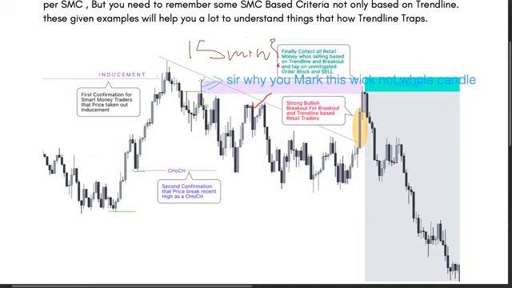Why did I mark this one? Because this inducement was taken out by this move, right? So that's why I marked this one. This is an unmitigated weak, right? And above it, there is nothing. Trend line break, breakout, tap here, and you can sell here. Simple.